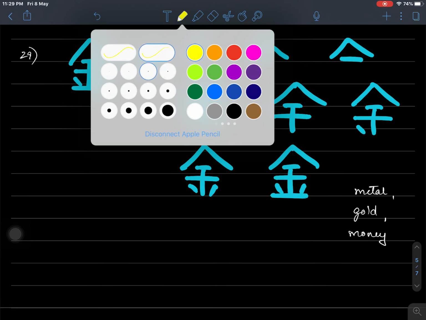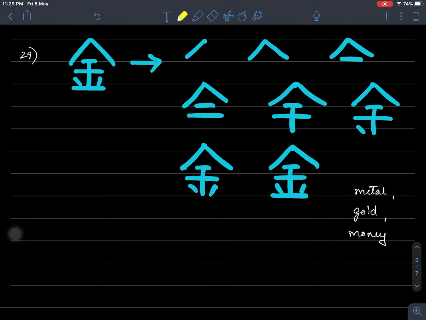Now how do you want to imagine this? Let's have a look at the mnemonic. Now imagine that there are stacks and stacks and stacks of gold bars that have been piled on top of each other like this. No, let's say these are bars of gold that have been piled on top of each other.